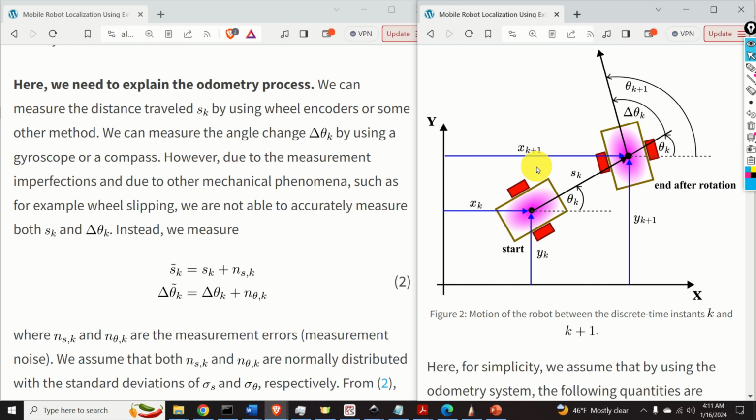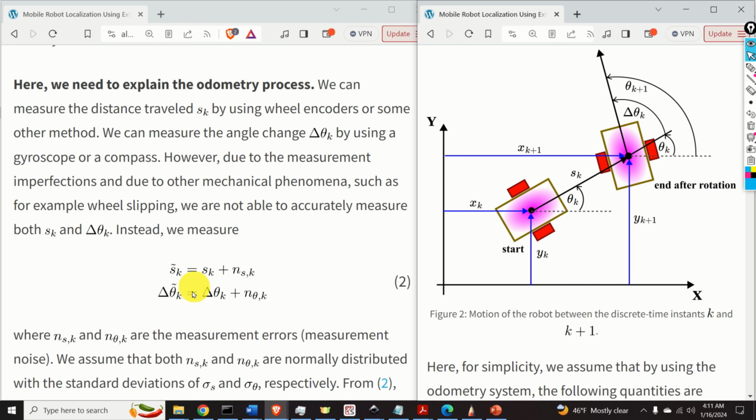However, due to the measurement imperfections and due to other mechanical phenomena, such as, for example, wheel slipping, we are not able to accurately measure both Sk and delta theta k. Instead, we measure their corrupted version denoted with the superscript tilde. That is, instead of measuring Sk, we actually measure Sk tilde. And Sk tilde is actually true Sk, that is, the true distance that's traveled between k and k plus 1, plus this noise term over here.